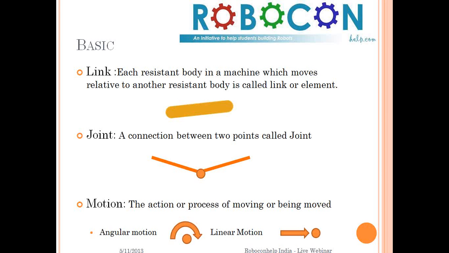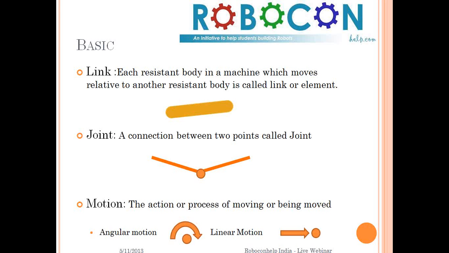Then we'll move to joints. A connection between 2 points is called a joint. When we have 2 links, we have to connect them in a manner that produces the required movement. If I want an oscillation, I should have a revolute joint between 2 bodies. If I need full rotation in all 3 directions, I have to define a spherical joint. If I need linear motion, I have to define a translatory joint.